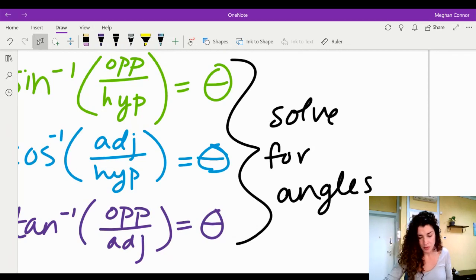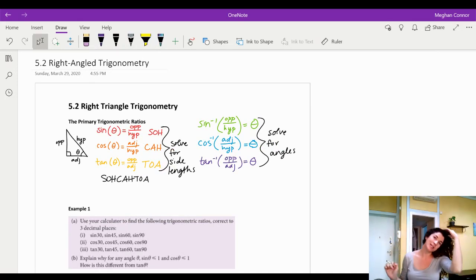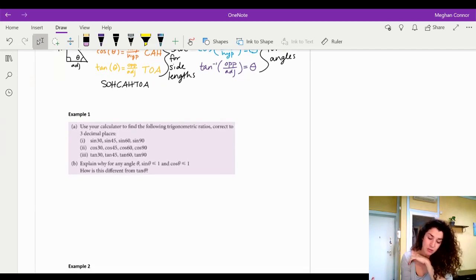This is to help us solve for angles. All right, I think that's all we need to know about right triangle trigonometry in order to get started on our notes. So it says to use your calculator to find the following trigonometric ratios correct to 3 decimal places. This is just getting you familiar with your calculator, also seeing the relationships between these trig values.